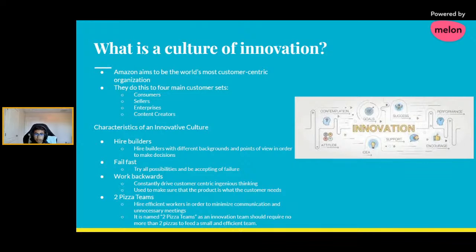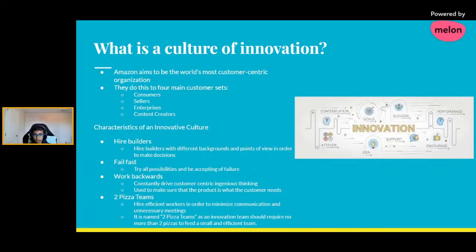So hiring builders is when a company hires builders with different backgrounds and points of view in order to make decisions. Failing fast is being open to trying many possibilities and being accepting of failure. Working backwards is constantly driving forward using customer-centric, ingenious thinking, and it is used to make sure that the product is what the customer actually needs.